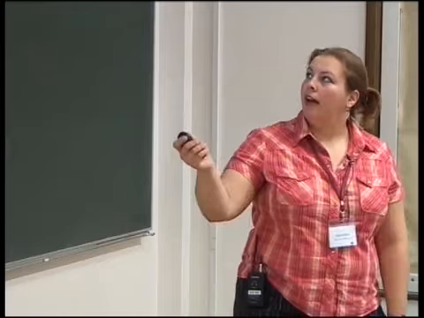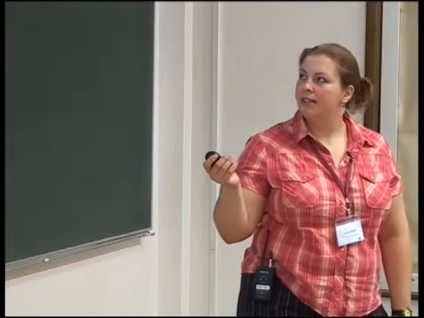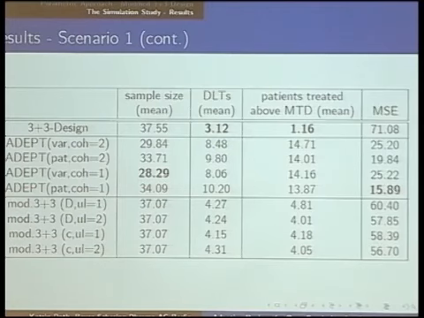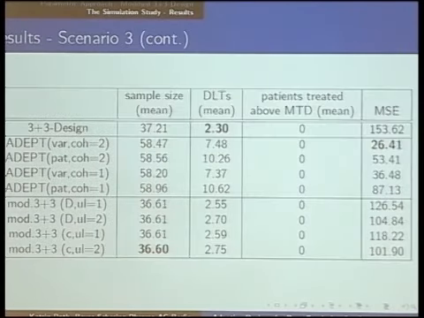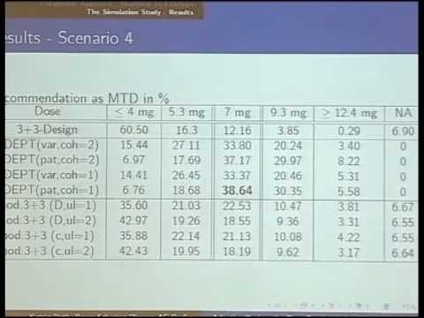Then I had a look at the MSE to see how precise my parameter estimates are. And the MSE was largest with the original 3+3 design and best with the Bayesian approach, but at this cost of putting danger on the patients. Okay, this was one scenario. The second is pretty similar. I'm going to skip that. The third as well. The fourth is a bit more interesting.